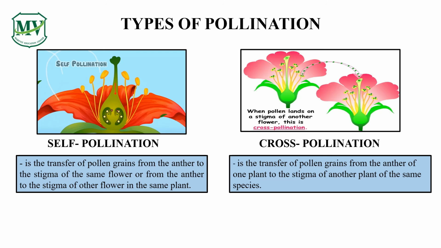Pollination can be either self-pollination or cross-pollination. Self-pollination is the transfer of pollen grains from the anther to the stigma of the same flower or from the anther to the stigma of another flower in the same plant. In other words, self-pollination occurs within the same flower, while cross-pollination is the transfer of pollen grains from the anther of one plant to the stigma of another plant of the same species, or it occurs between two different flowers of the same species.